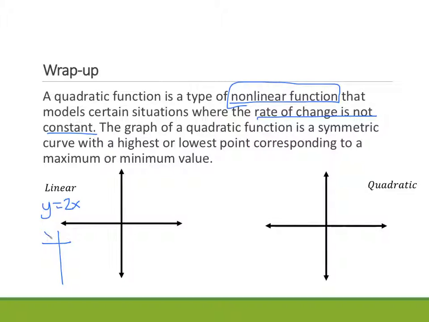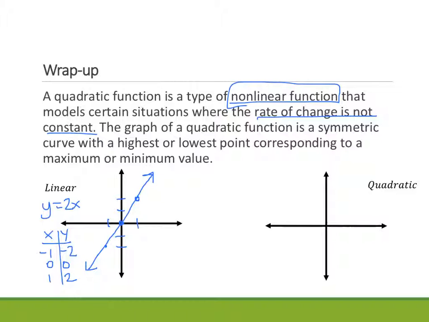Remember, if I chose values such as negative 1, 0, and 1, I could graph this. And negative 1 would output negative 2, 0 would output 0, 1 would output 2. And so my graph would look something like this. Negative 1, negative 2, 0, 0, 1, 2. And it's a graph that is a straight line.